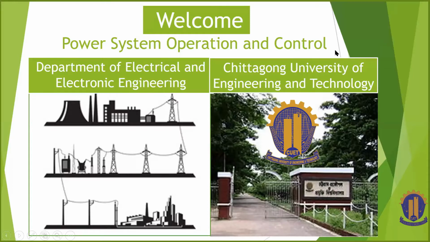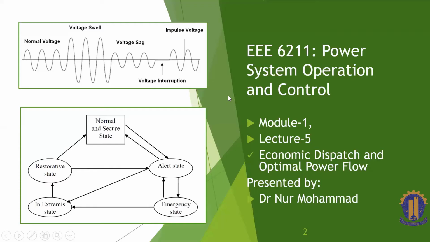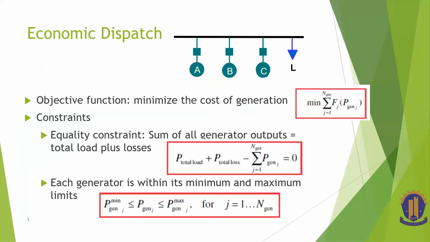Welcome to the Power System Operation and Control course. In today's lecture 5, we will discuss economic dispatch and optimal power flow topics. What is economic dispatch? Economic dispatch means least cost generation selection to meet the demand.